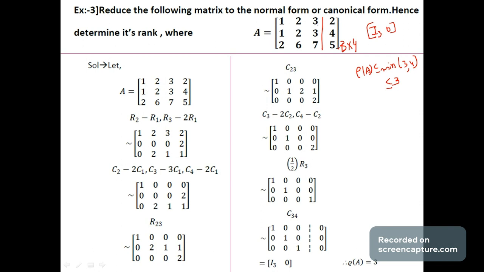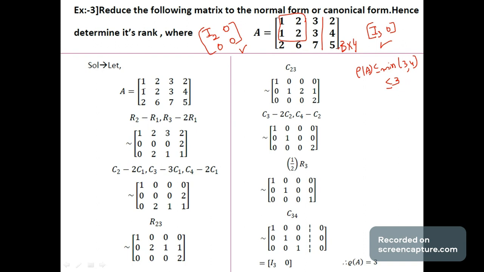Suppose the rank is 2, that is I2, and the remaining all 0, 0. This is one of the normal forms. So the given matrix is reduced into either this form or this form. So that will be seen in future. So first of all, we have to apply the operations.